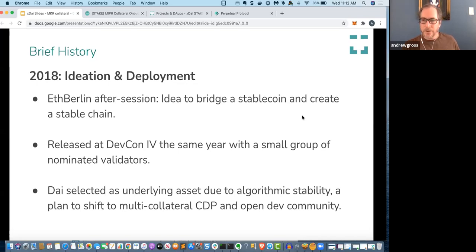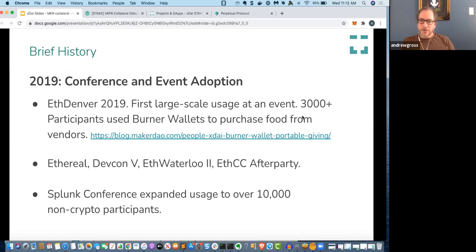In 2019, we really focused on events. That was kind of the first big use case that came about for xDAI. And I don't know how many of you were at ETH Denver 2019. That was kind of the coming out party in a way. Over 3,000 attendees were using the xDAI chain to purchase food at food trucks and to navigate the conference. And the big innovation there was the burner wallet. So that really enabled users to have DAI in their pockets. It wasn't as secure of a wallet. The keys are stored on local storage, but it was perfect for pocket money and for that kind of application.